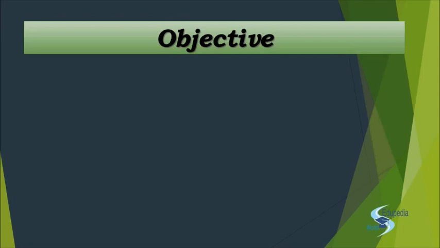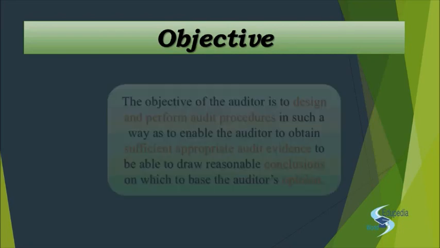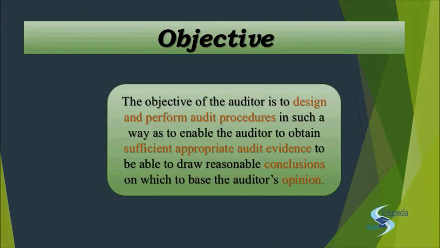So if we go by the text of what the institute has given in the study material, the objective of the auditor is to design and perform audit procedures in such a way as to enable the auditor to obtain sufficient appropriate audit evidences to be able to draw reasonable conclusions on which to base the auditor's opinion. So there are basically 4 points of consideration. That is, design and perform the audit procedure, obtain sufficient and appropriate audit evidence, draw reasonable conclusion.